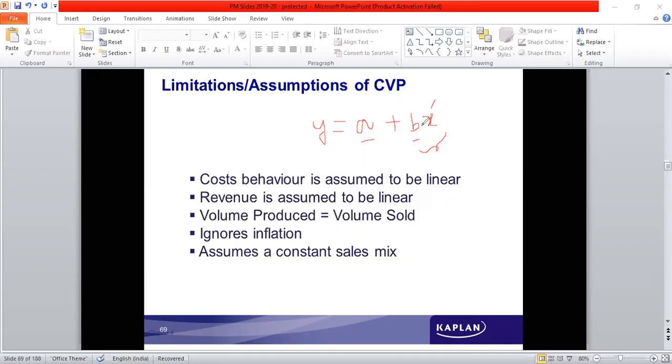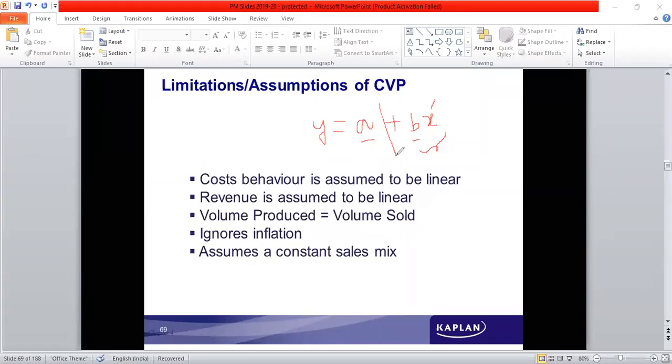So what does this equation indicate? It indicates that this is split into two parts. The first part, a, is fixed cost. It doesn't change at all with any change. So it remains fixed. The second part, bx, is the total variable cost, wherein b is the variable cost per unit and x is the number of units.